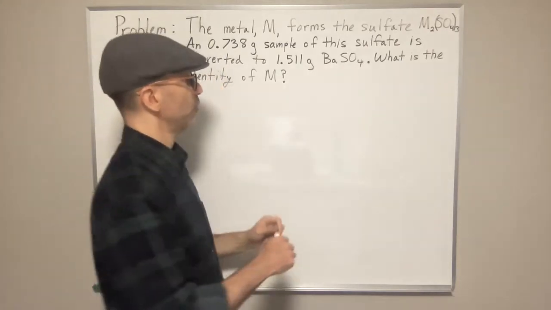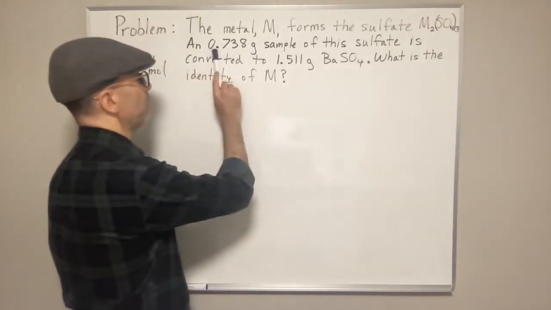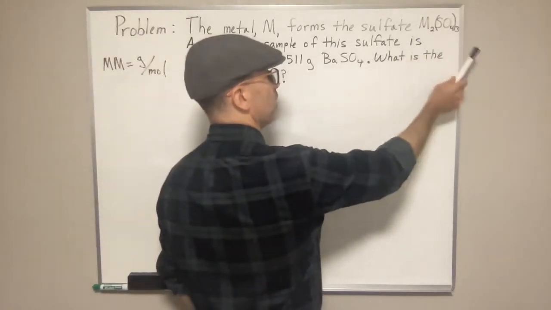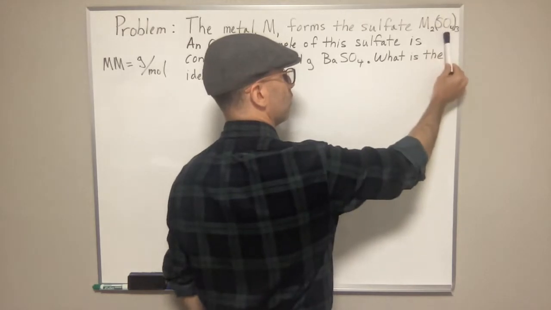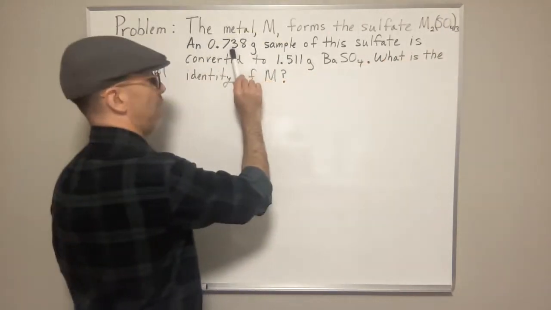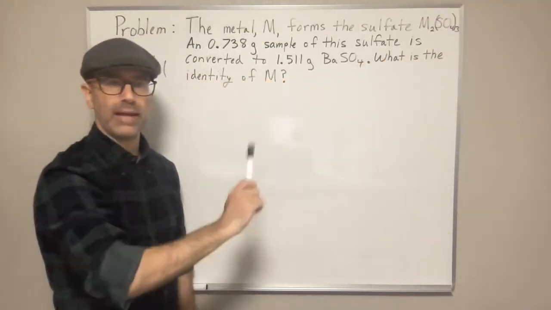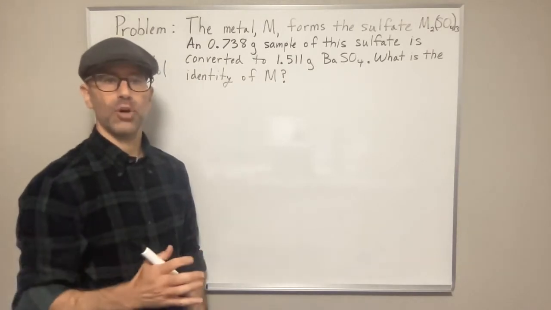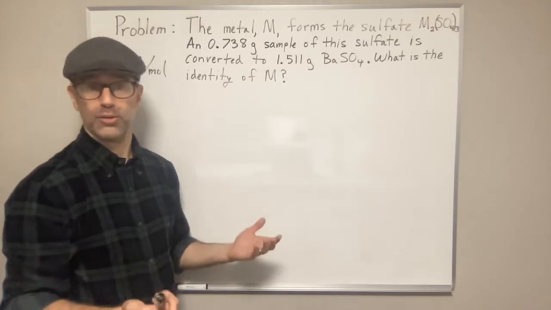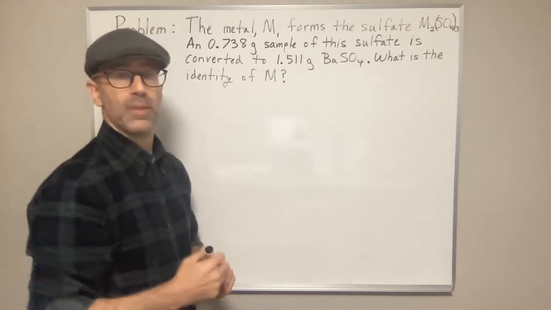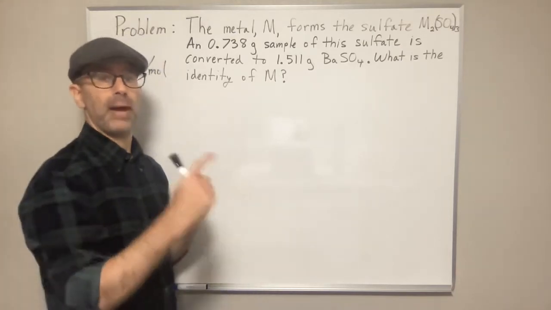And also, they gave us the mass of this substance here. If we could find the mass of the sulfate that is in this mass, if we could subtract that out, then whatever is left over is the mass of the metal. And so we could do that. Well, let's do that. So we're going to do a mass to mass conversion.